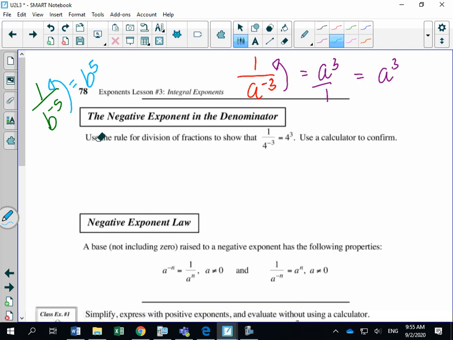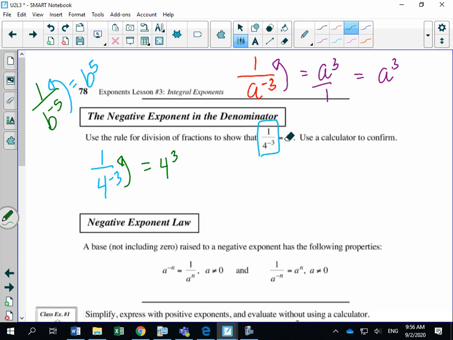All right, let's look at this. Use the rule for division of fractions to show that this is equal to this. So what I do is I'm just going to deal with the left-hand side. 1 over 4 to the negative 3. To make that positive, it just becomes 4 to the 3. So if your exponent that's negative is on the bottom, bring it to the top. So that's going to be 4 to the power of 3, which is equal to what they've given me up here.